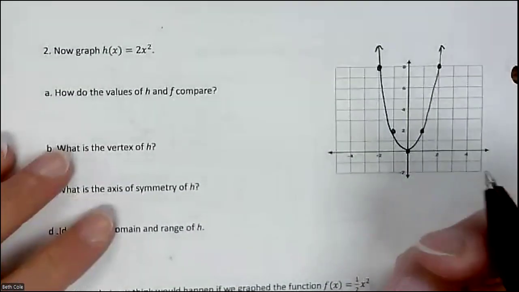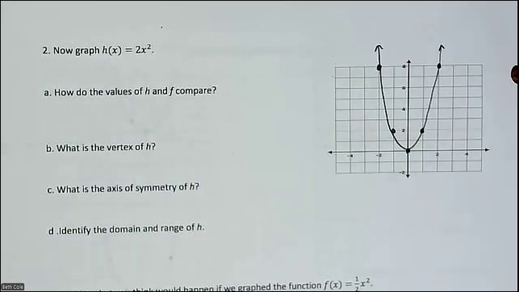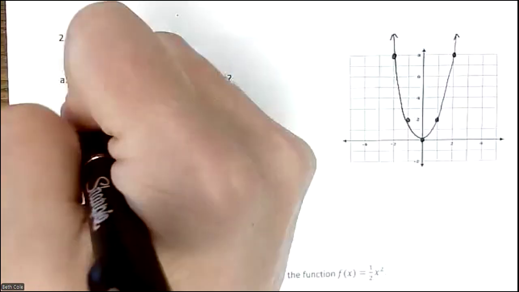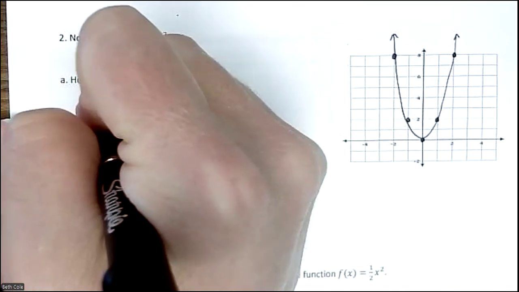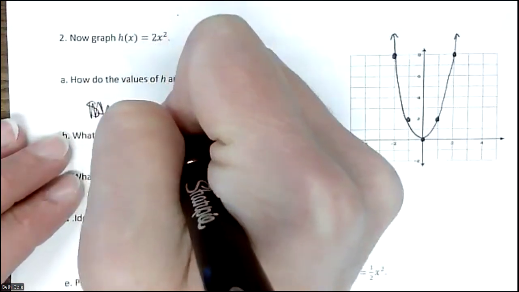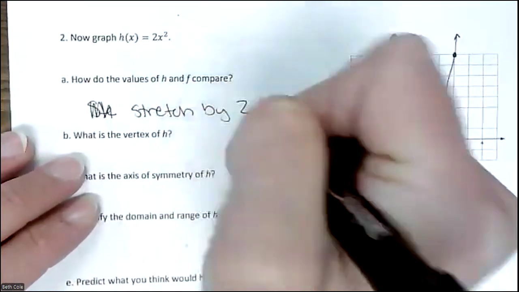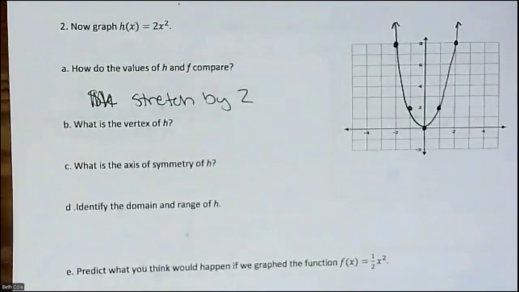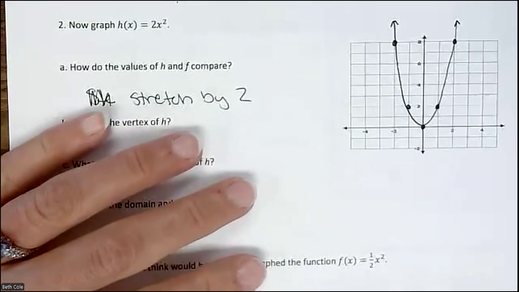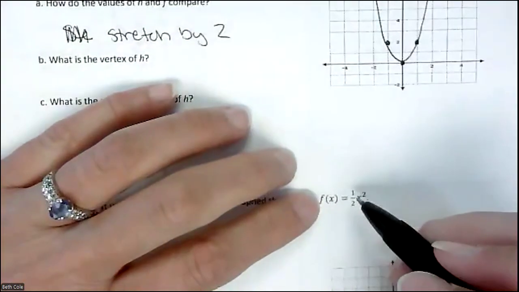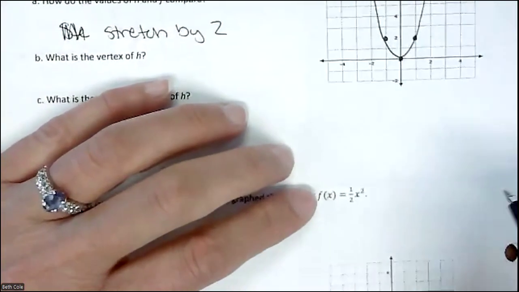Good job. We call this a stretch. It got stretched to twice its size. So it is a stretch. Oops, I can't spell. Stretch by 2. It is twice as tall because there's a 2 there. Now, I don't need you to necessarily do all of this. We're going to jump to this last one, and then I'm just going to make up a couple more.